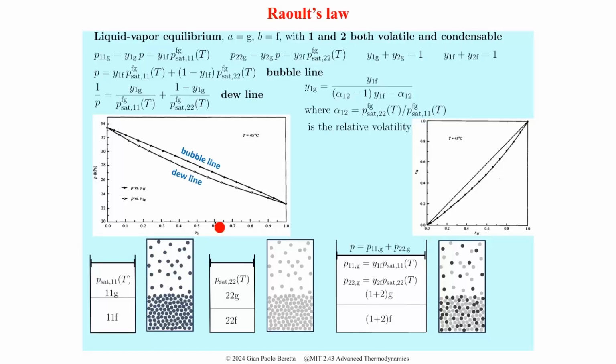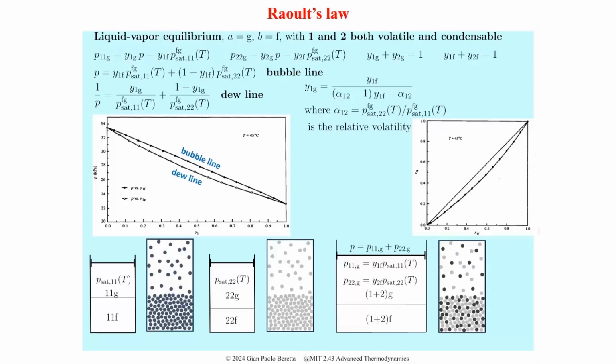Of course, you can eliminate pressure from the system of these two equations, and then you get a direct relation between the composition of the vapor phase and the composition of the liquid phase, where what counts is the ratio between the saturation pressures of the two substances, which is called the relative volatility.